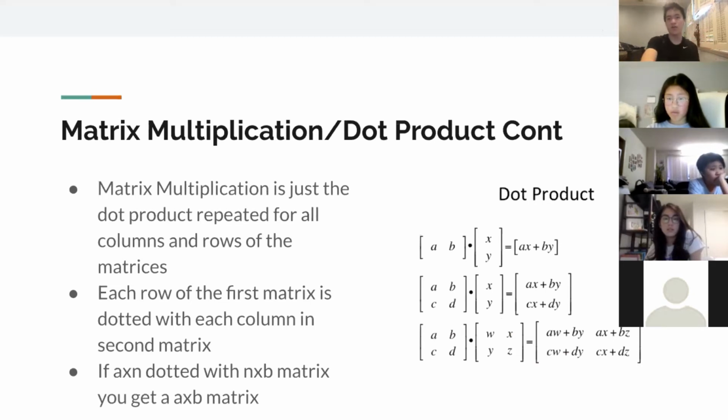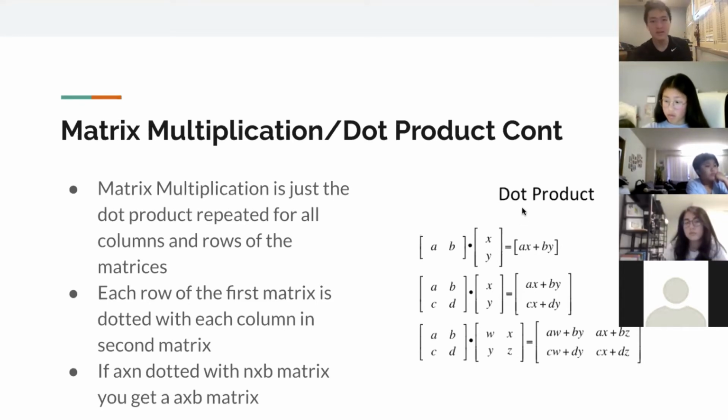So each row of the first matrix is dotted with each column in the second matrix, right? If it's an A by N matrix dotted with an N by B matrix, the output is an A by B matrix. This is a lot of variable notation, but if you look at the visual representations on the right of a dot product, look, right?